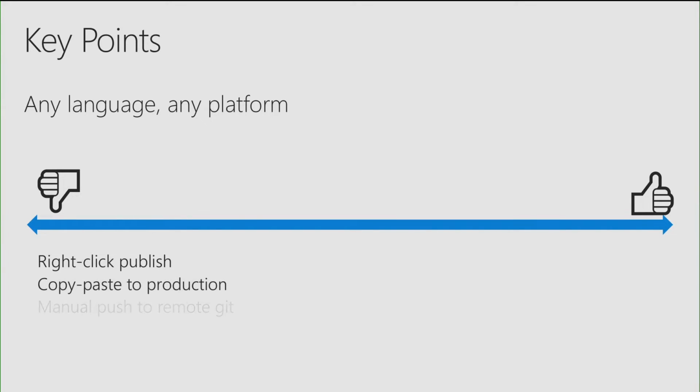So the bad stuff, or the things that I wouldn't recommend, obviously right-click publish, but also things like copying and pasting to production, or even a manual push to a remote Git repository, which is one of the other options you have with Azure, or manual FTP uploads. These are a little bit dangerous because you're writing directly onto production, and so much depends on what you're actually putting in there. You don't get an opportunity to test very much. And it's a manual process, which slows things down.